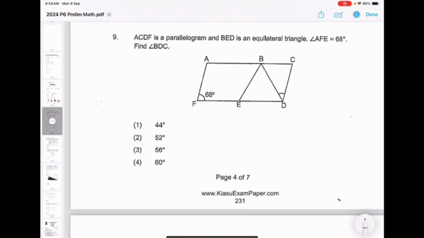Alright, I'm going to skip question 8 and move right on to question number 9. Right here we have an angles question. Let's read it together. ACDF is a parallelogram. This is sentence number 1. I want to mark it down. Alright, so where is my parallelogram? ACDF. So what I can do from here is to mark out that these are parallel.